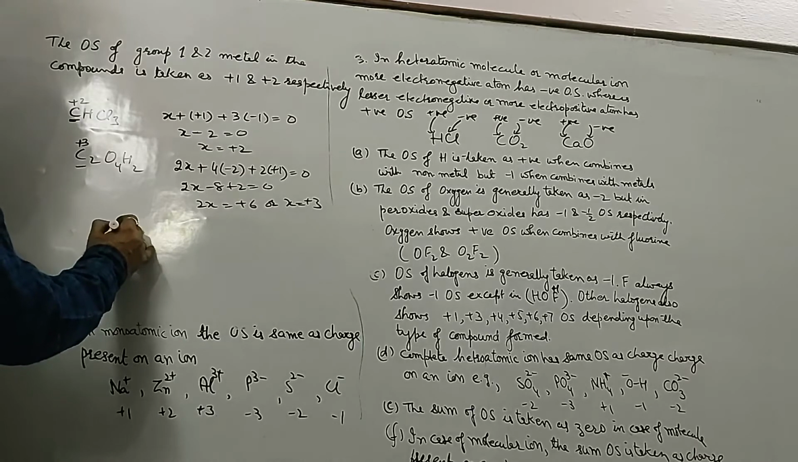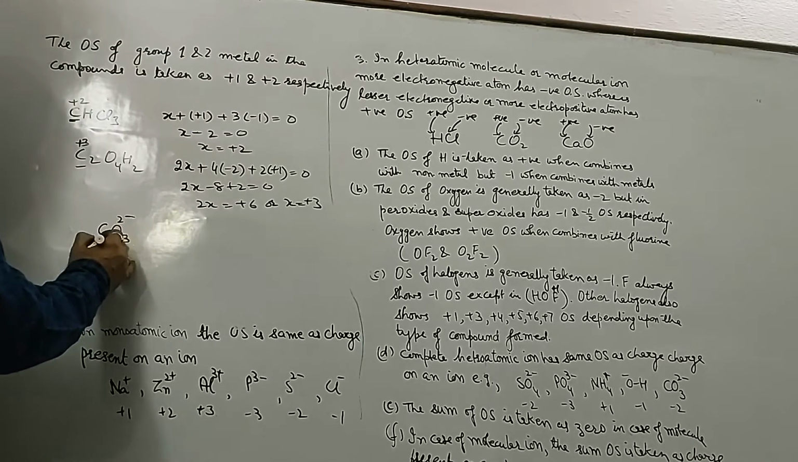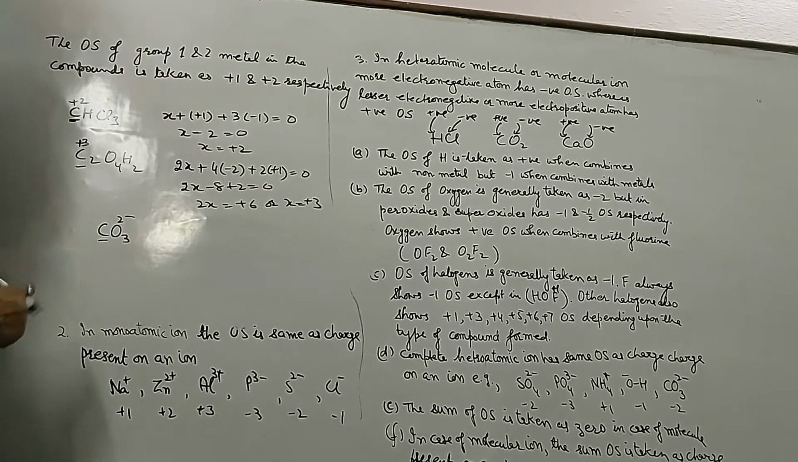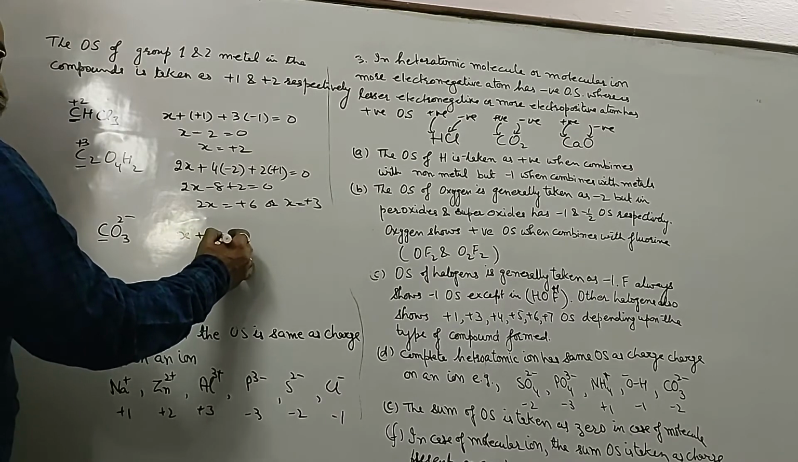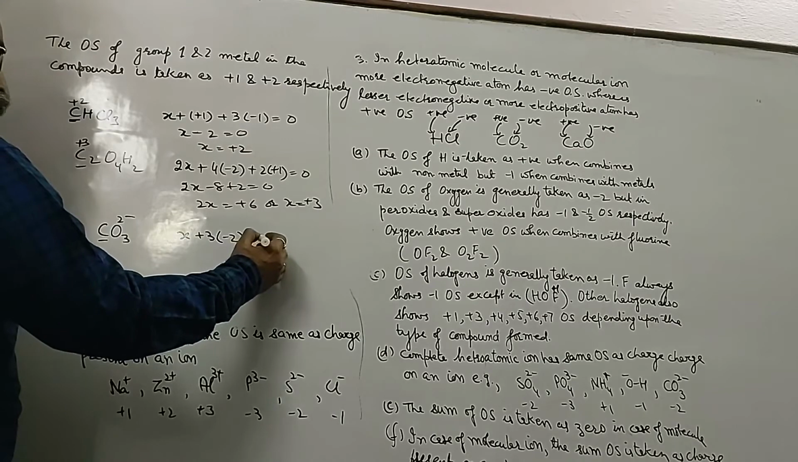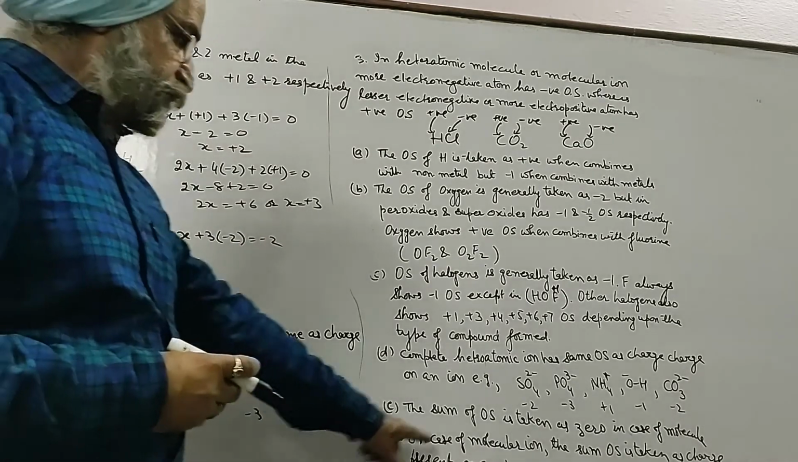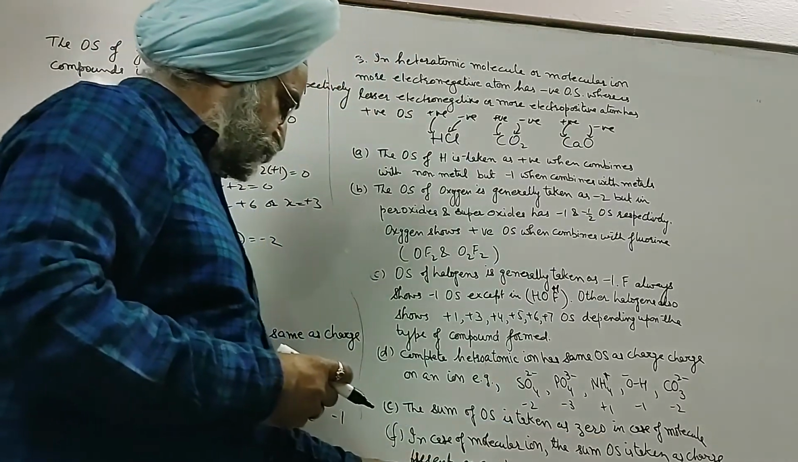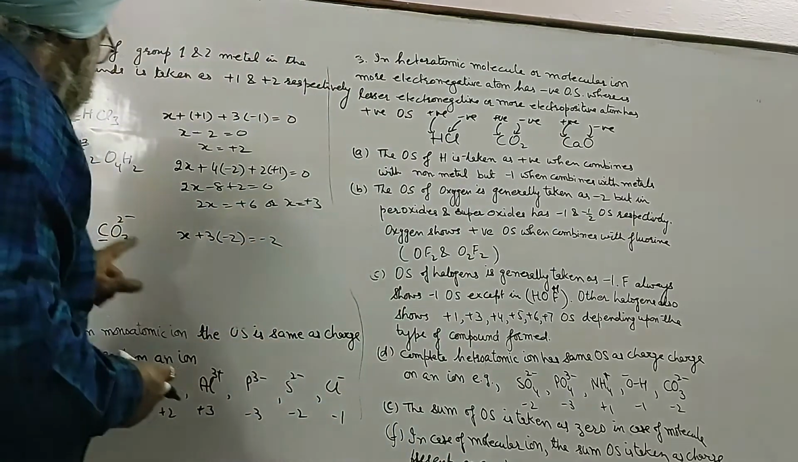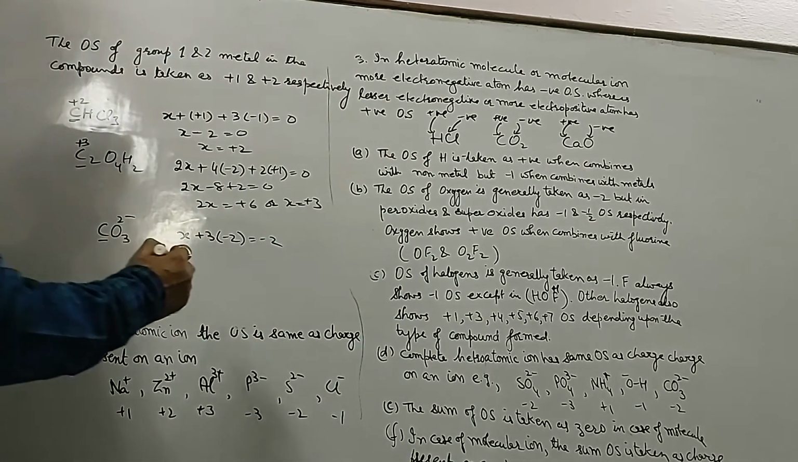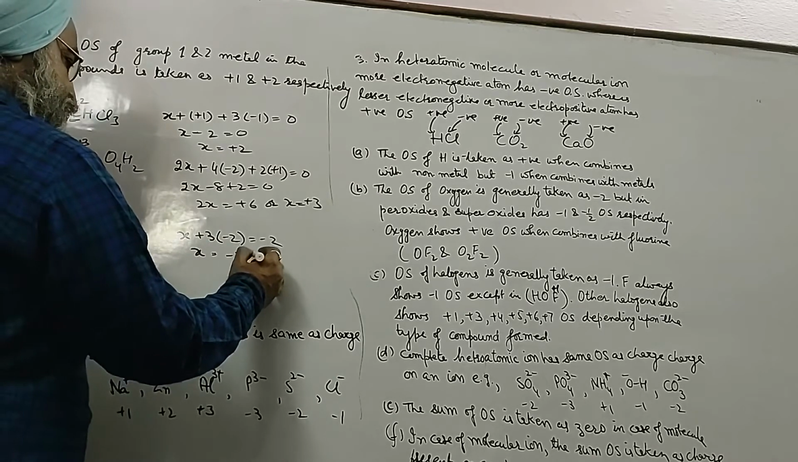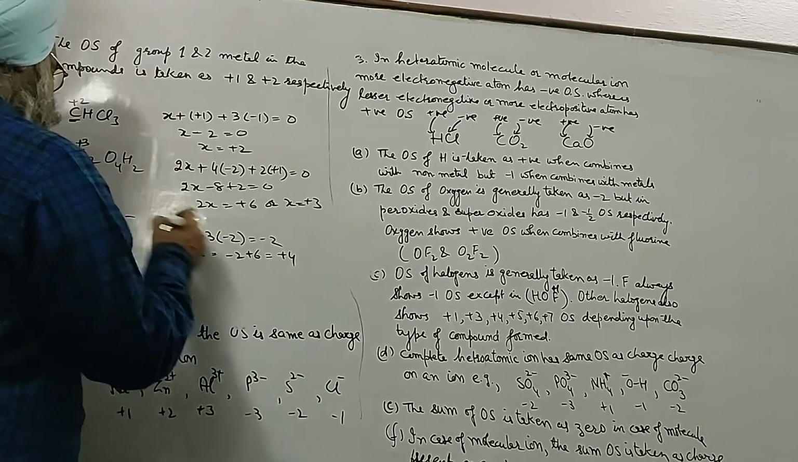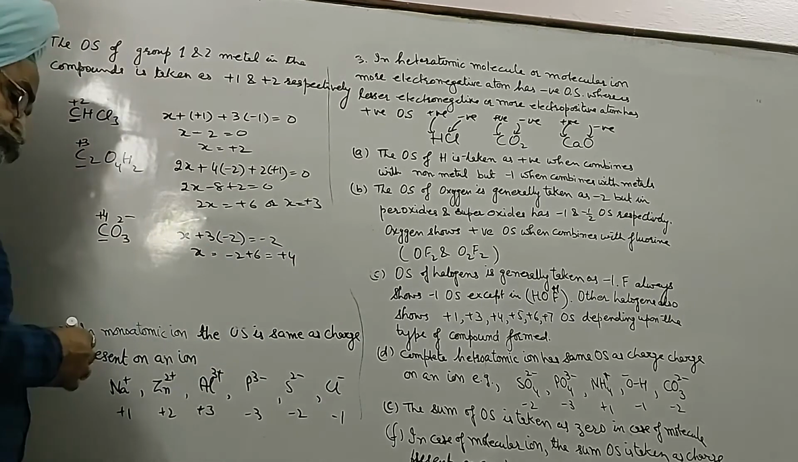The oxidation state of carbon in carbonate, this is a molecular ion. x plus 3 into -2 equal to -2. In case of a molecular ion, the sum of oxidation states is equal to the charge present on the ion, and the charge is -2. Then x equals -2 plus 6, that comes out to be +4, and the oxidation state comes out to be +4.